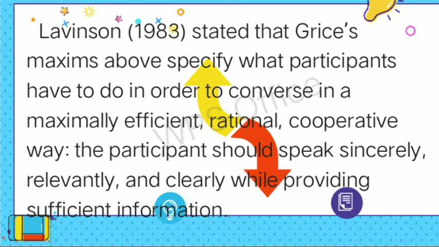So according to Levinson, 1983, Grice's maxims above specify what participants must do in order to converse in a maximally efficient, rational, cooperative way, which is that the participant should speak sincerely, relevantly, and clearly while providing sufficient information.